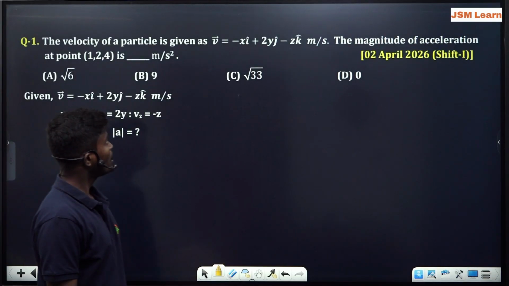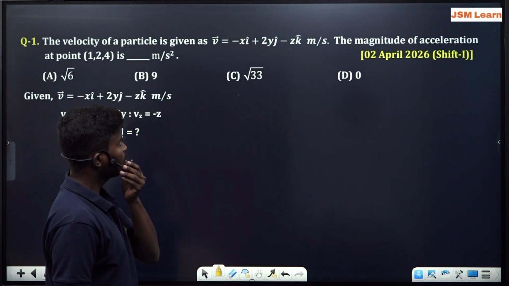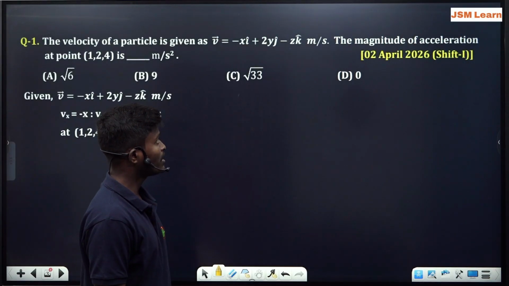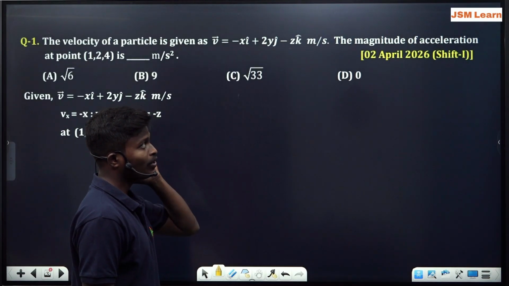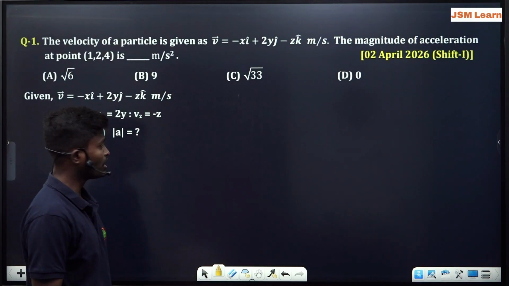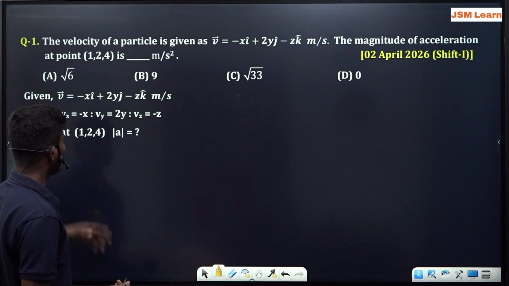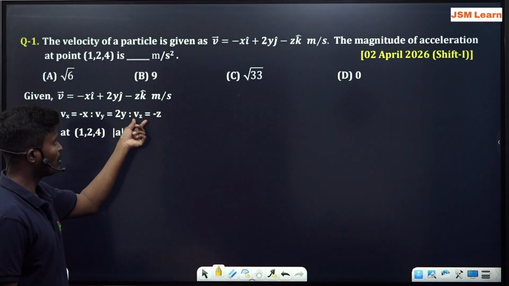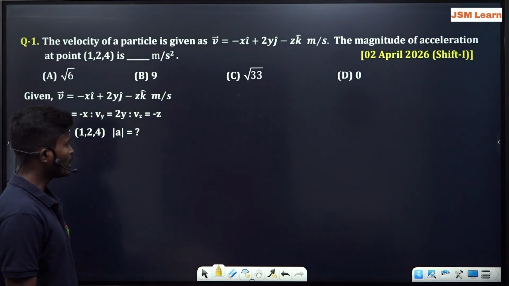The velocity of a particle is given by v = -x i cap + 2y j cap - z k cap meter per second. The magnitude of acceleration at point (1, 2, 4) he is asking. So it is very easy to solve. Here are the given values. The x directional velocity, y directional velocity, z directional velocity we have taken separately.